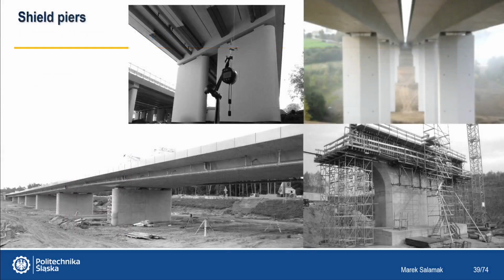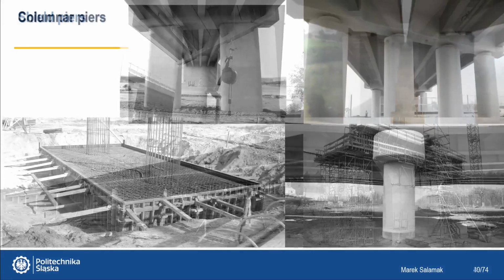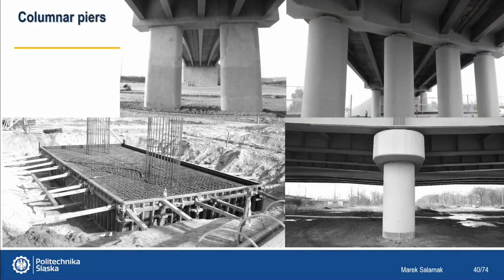Some examples of different piers. Here we can see shield piers. Here are columnar piers, oval or round. The bottom is fixed in the foundation. In one case, the column is also fixed in the support cross member of the span. The others have bearings on the head.